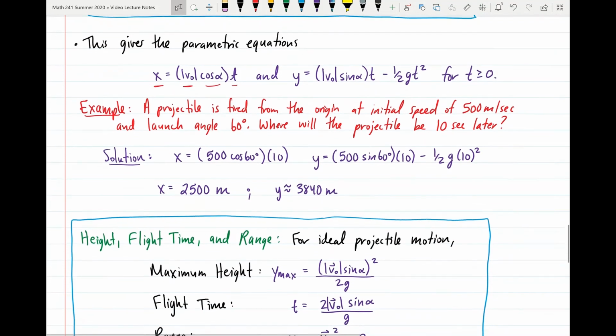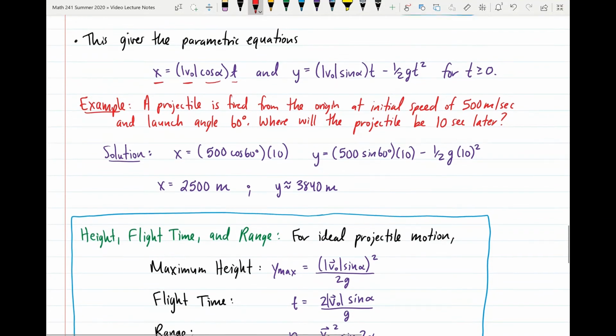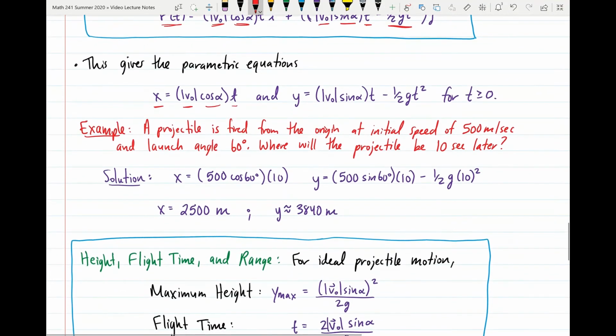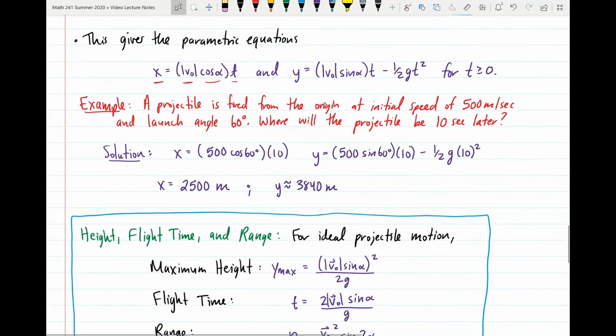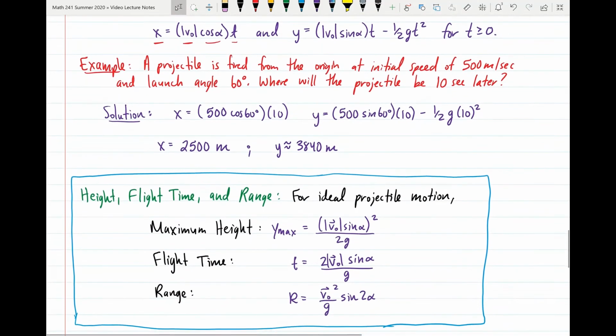So let's apply this to an example. Let's assume that a projectile is fired from the origin and its initial speed is 500 meters per second and its launch angle is 60 degrees. The question is, where will the projectile be 10 seconds later? Well, we just developed parametric equations for the curve that describes projectile motion, so we can use those parametric equations to get coordinates for our projectile.